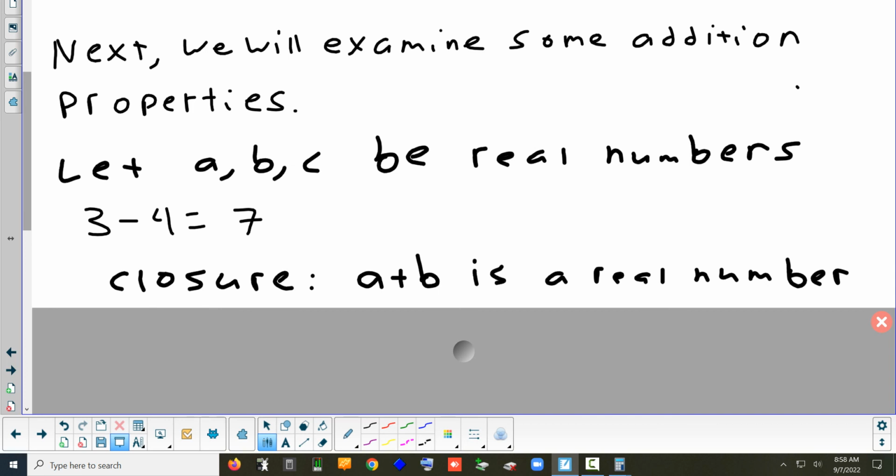Now division does not work for this property with integers. Take an integer, divide by an integer, and you don't get an integer. So you started with integers, but you did something to them, and you didn't end up with an integer. That means the division operation is not closed when you use integers. Any question on that idea? So it's just the idea that you start with a type of number, you do something to it, you always end up with that type of number.